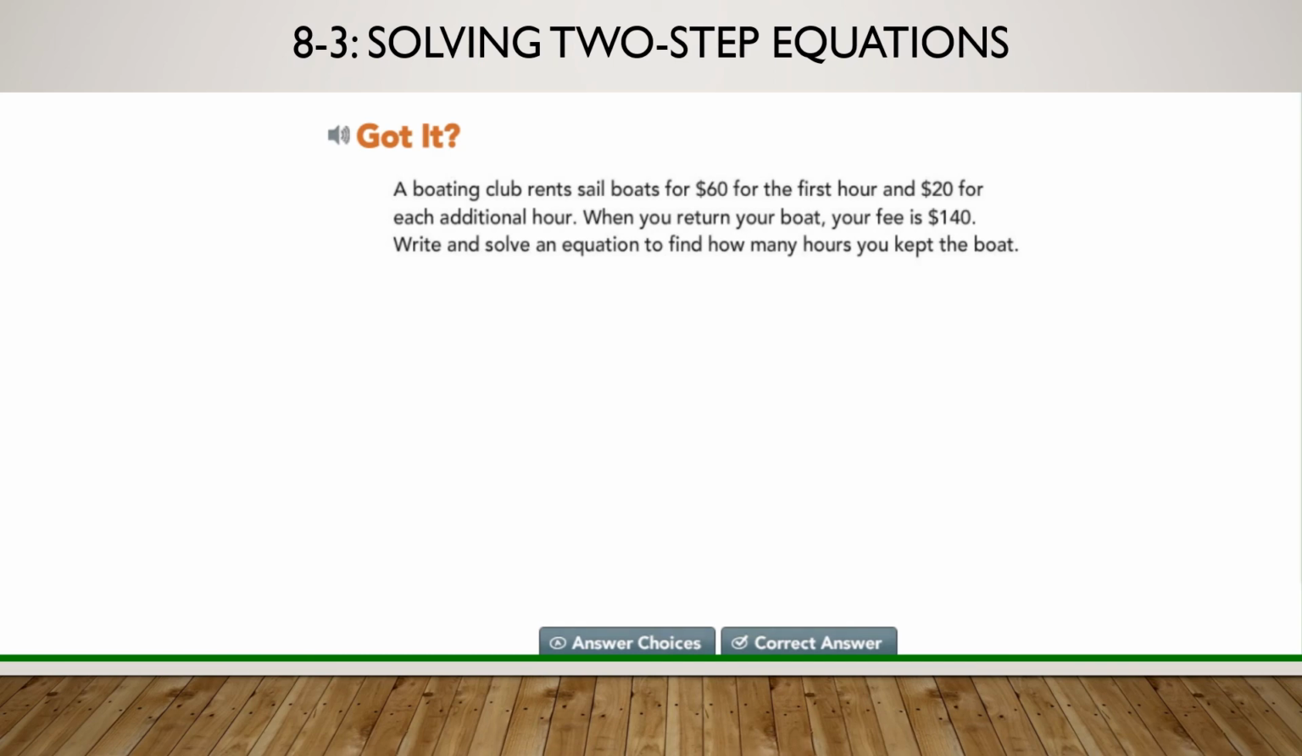The first thing we need to do to help us figure out this problem is annotate. We're going to highlight our given information. The given information is, a boating club rents sailboats for $60 for the first hour and $20 for each additional hour. When you rent your boat, your fee is $140. So that's the fee.